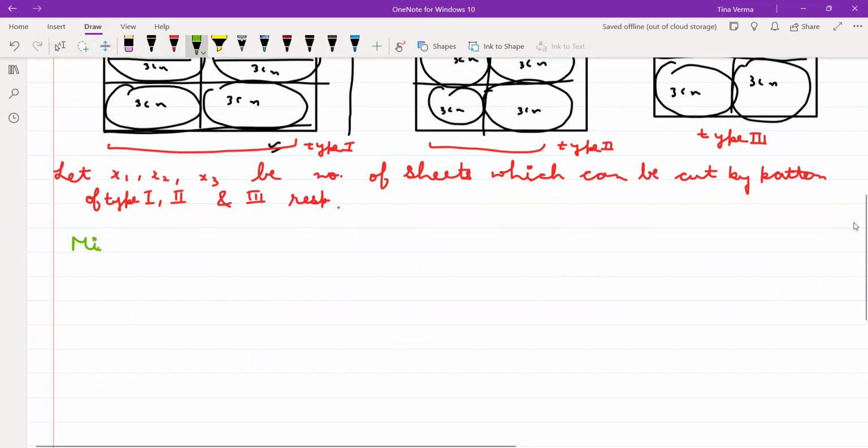So what is your objective function? Minimize, because you have to minimize the number of sheets. तो total sheets कितनी होगी? X1 पैटर्न टाइप 1 की है, X2 पैटर्न 2 की है, and X3 are पैटर्न type 3. So what is the total number of sheets? X1 plus X2 plus X3. So what will be your objective function? That I want to minimize the number of metallic sheets. Is it clear? Right?